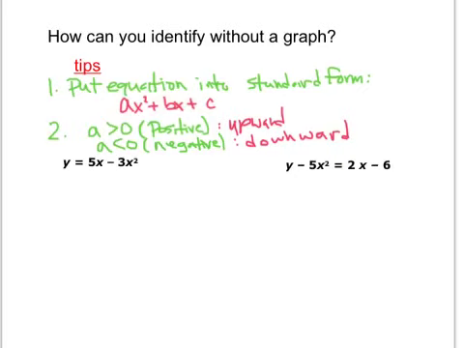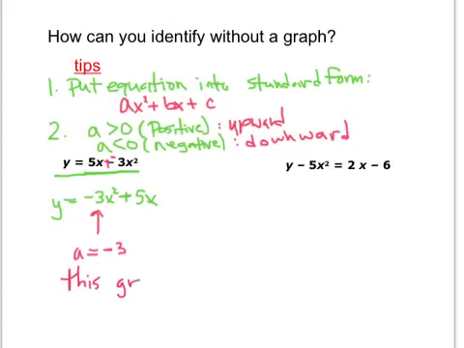Now we can look at these and ask ourselves, are these in standard form? This first one, is it in standard form? Well, no. All we have to do is switch these terms around. So we can write y equals negative 3x squared plus 5x, using the commutative property, because remember I added the opposite. I find my a, which is negative 3. So a equals negative 3. Since this is negative, this graph is downward.